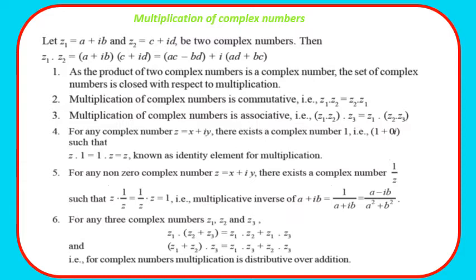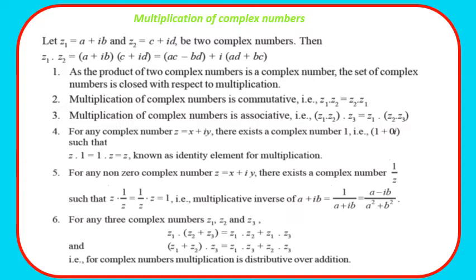Multiplication of complex numbers follows the associative property. That is, you can multiply z1, z2, z3, three complex numbers, in any order, and the result will be the same. For any complex number z equals x plus iy, there exists another complex number 1 plus 0i. If you multiply these two, z into 1, or 1 into z, both will be equal to z. So this 1, that is 1 plus 0i, will be the identity element for the multiplication of complex numbers.